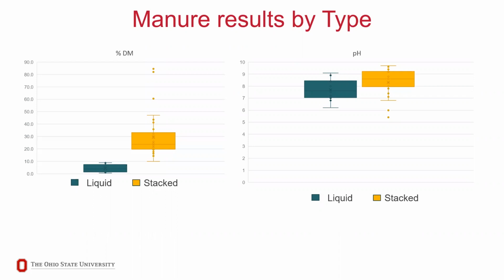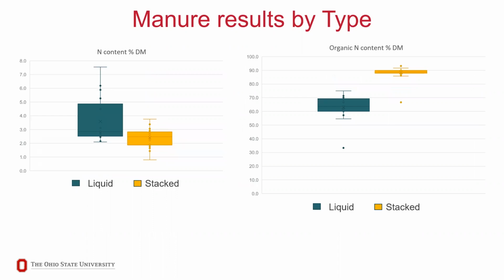So dry matter, obviously the liquid manure was lower, and then we have more variability in stacked manure. There are different types of dry matter and moisture available there. For pH, if you're going to compare liquid versus stacked, they are very close, around 7-9 pH for both types of manure here.